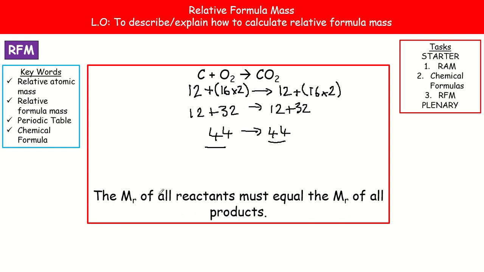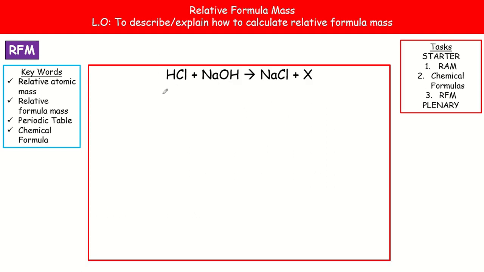So what we've got is the sum of our relative formula masses of all of our reactants, this bit, is the same as the relative formula masses of all our products. Now in this case we only had one product, but they could give us a question where there'll be a missing product, and that's what we're going to have a little look at next. So let's have a little look at this example then.